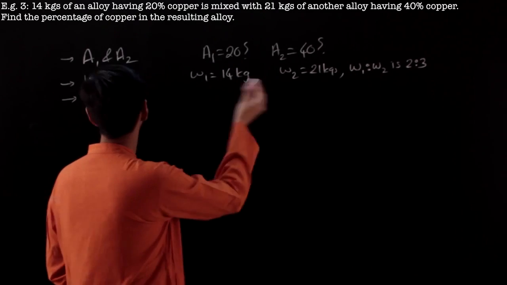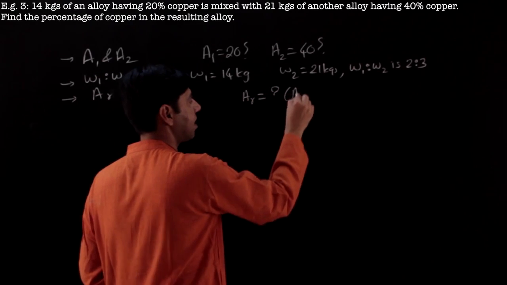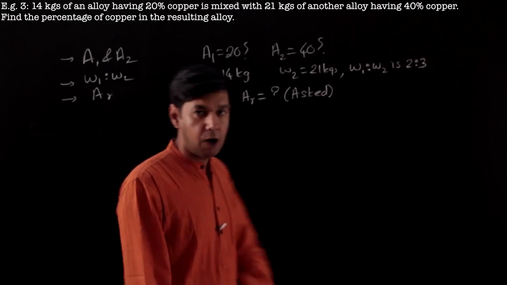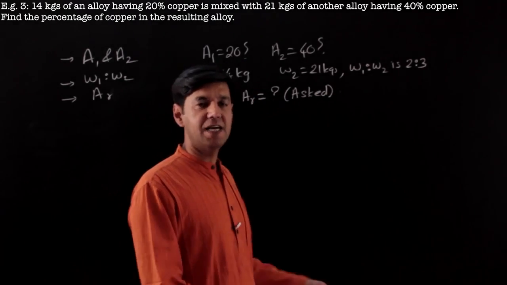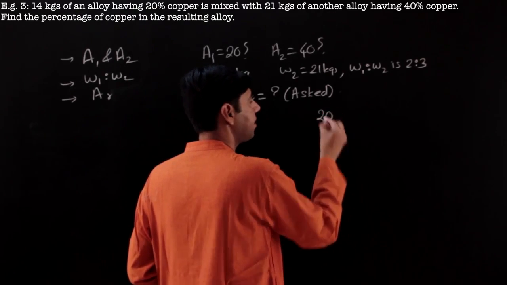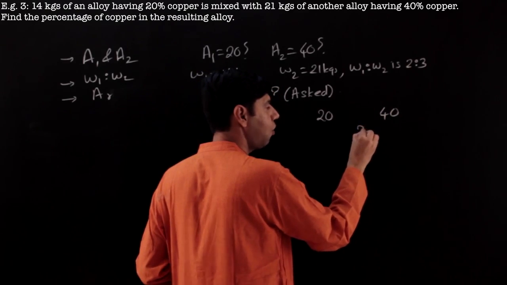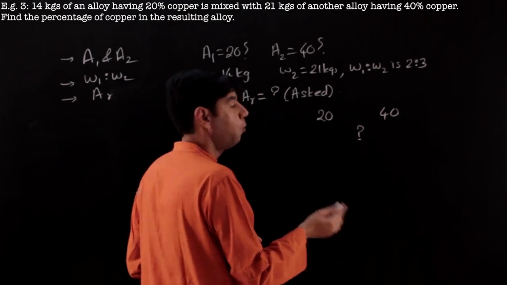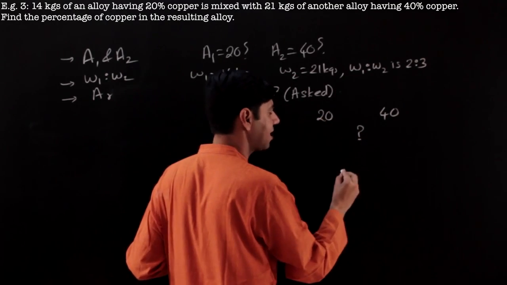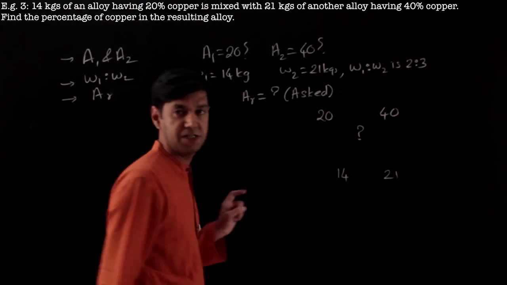Let's see. The question is asking us what is the resultant here. So remember, this resultant average is asked. It's not given to us. However, since we are so fond of alligation, let's try using alligation over here. So I have 20 and I have 40%. They all are in percentage, but I do not know the resultant here. Instead, I know the actual weights or the ratio. So let me use the actual weights here: 14 kgs of the first one, 21 kgs of the second one.